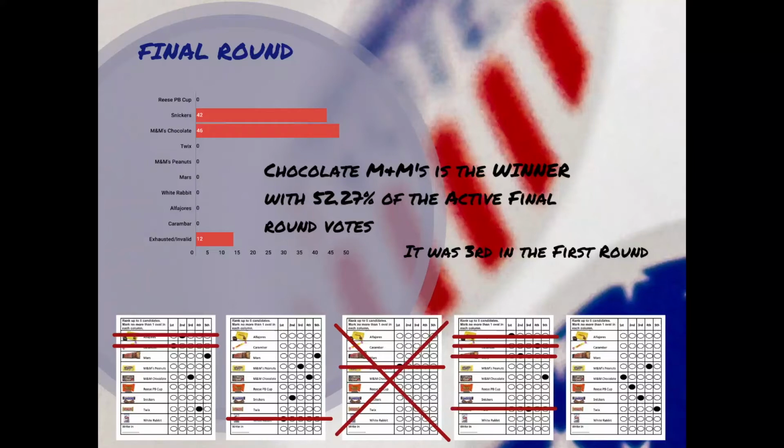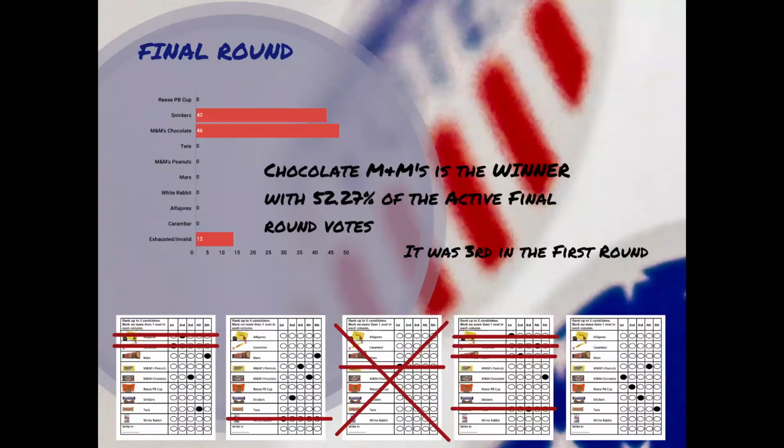the active final vote. Of course, after several rounds, we ended up having several exhausted and invalid votes, in this case 12, so it's actually slightly less than 50% of the total number of votes from the first round, but it's still higher than any candidate would have gotten in round 1. In this case, chocolate M&Ms was third in the first round, and it would not have been elected in a plurality election. Reese Peanut Buttercup would have been, and it wouldn't have been part of a runoff election, which would have elected either Reese Peanut Buttercup or Snickers.